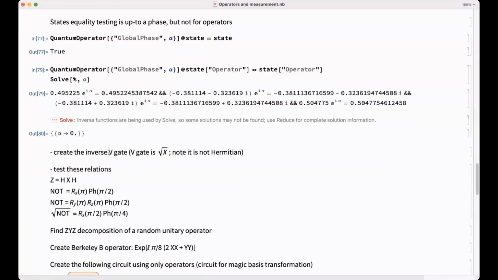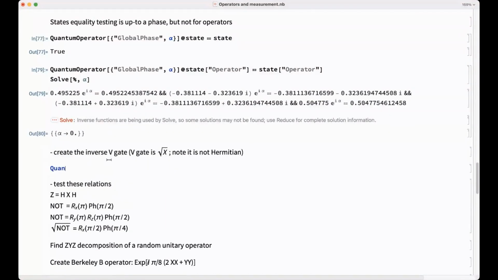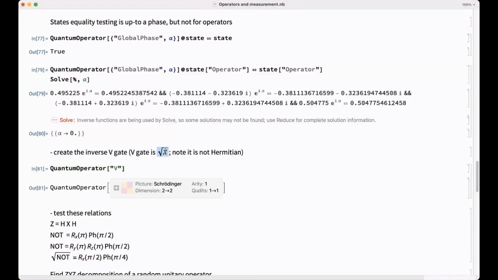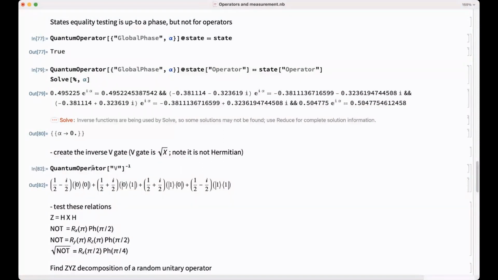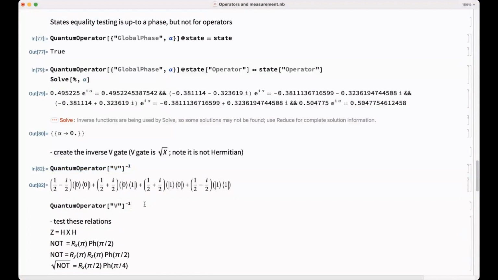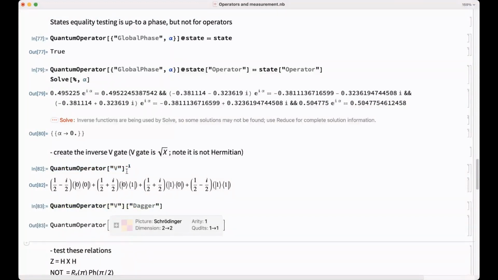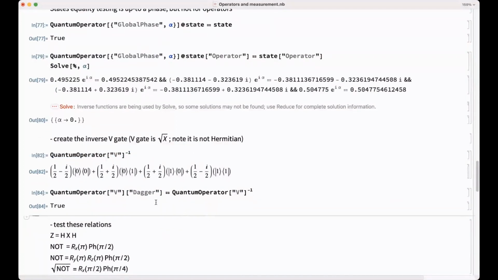So let's see, creating the inverse. The V gate, which is again there. The inverse is conjugate transpose, or dagger, of that. How can we create that? Would this work? Let's check if it's the same as dagger. I never tested that. Okay, that's interesting.